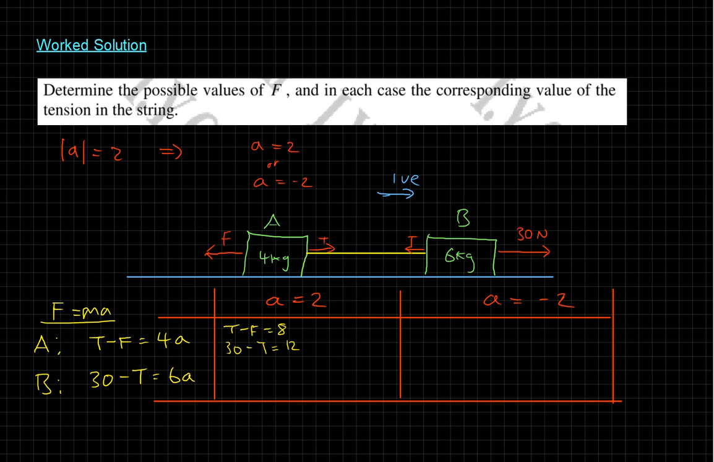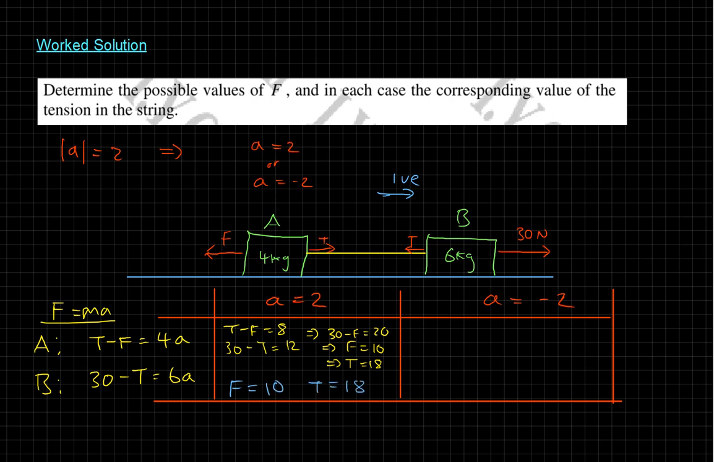For example, if I add the equations together, I get 30 minus F equals 20, and therefore F equals 10. And if F equals 10, that must mean that T minus 10 equals 8. I'm looking at the top equation here, so T must be 18. Okay, and let's just write that nice and clearly at the bottom here. So F equals 10, T equals 18.